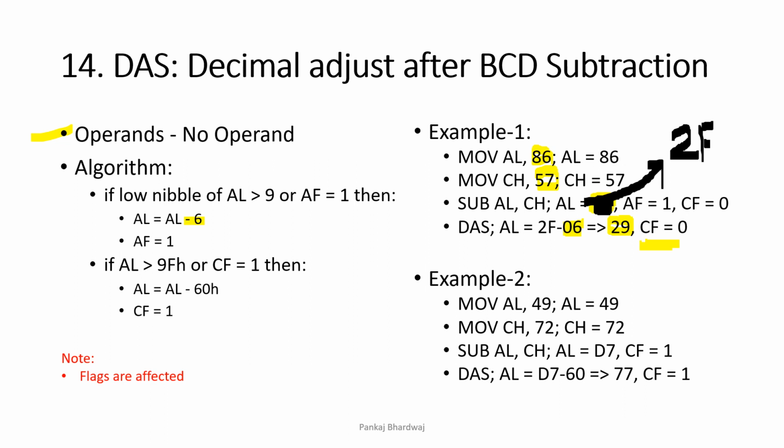In the other example, if we want to subtract 72 from 49, then the result will be D7 along with a borrow. As D7 is greater than 9F, we need to subtract 60. So if we subtract 60 from D7, we'll get the result 77, and as the carry flag is set to 1, that means it is indicating the borrow. So the number available in AL is actually less than the number from which we are subtracting.